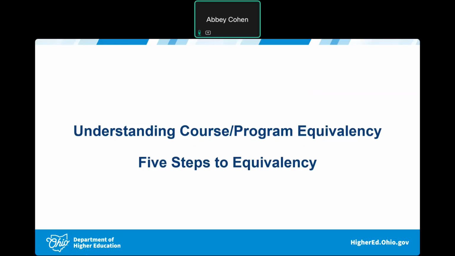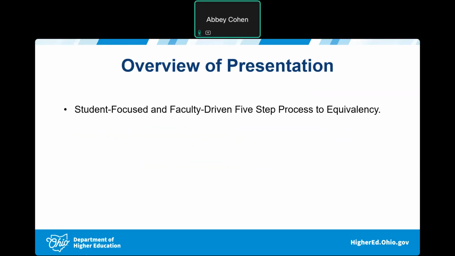This presentation will provide information about the student-focused and faculty-driven 5-step process to equivalency. The objective is to assist viewers in understanding the rigorous statewide course equivalency process, including the development and implementation. There are two types of faculty panels involved in the process: the writing or development panel and the review panel.